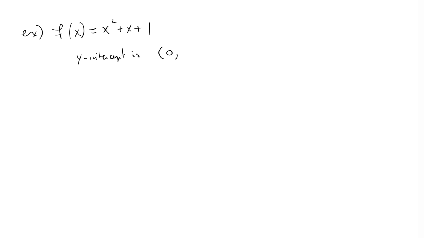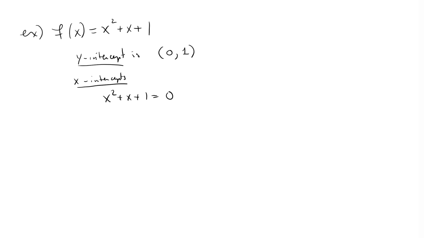So this is when x is 0 and y is basically the constant part of your function. So 0, 1. The x-intercepts, how do we find those? We have to solve this. It's not too hard to convince yourself that you won't be able to find two numbers that multiply to 1 and add up to 1. Not possible, so I'm going to start using the quadratic formula.